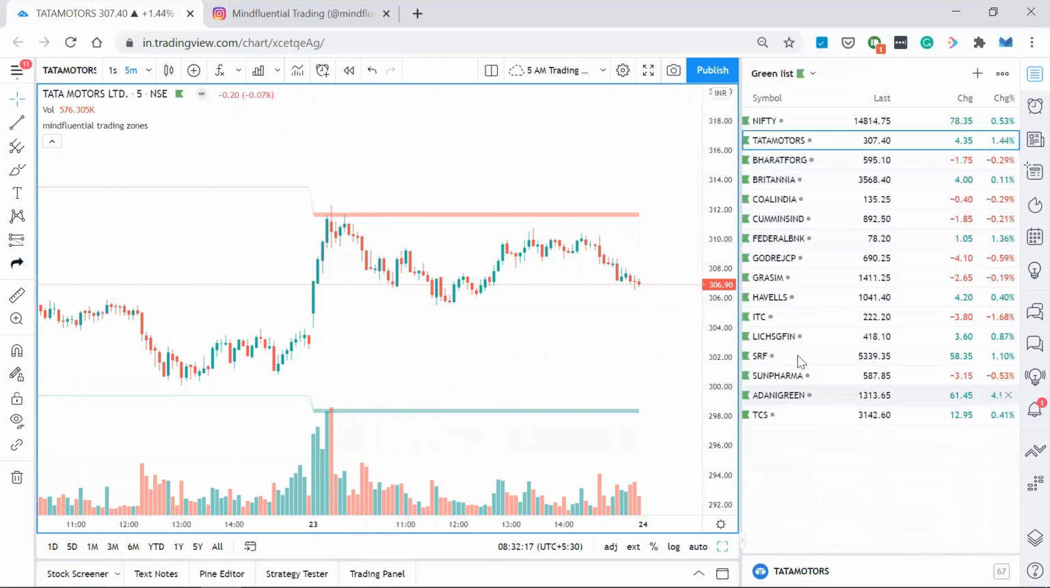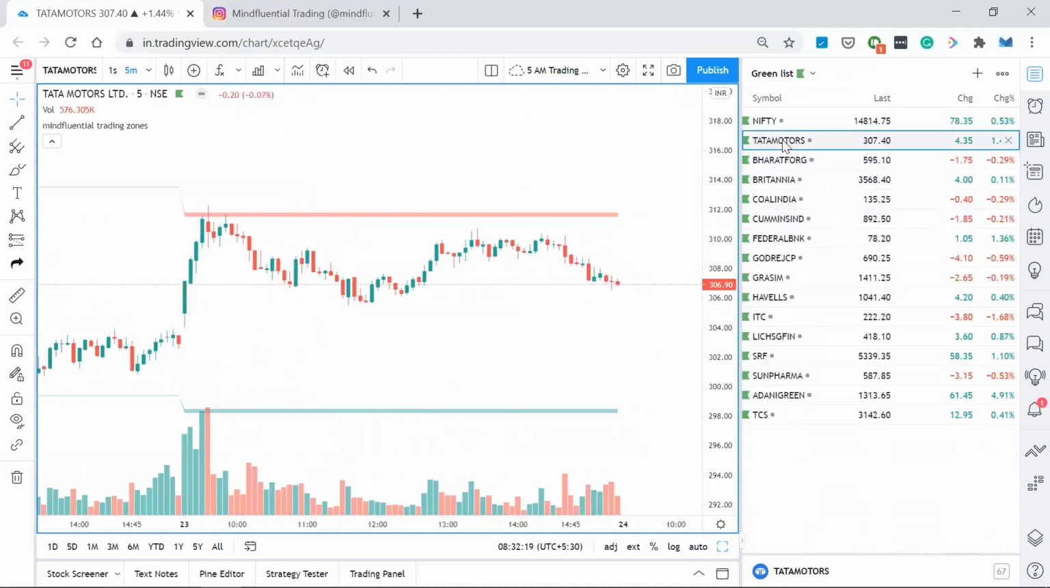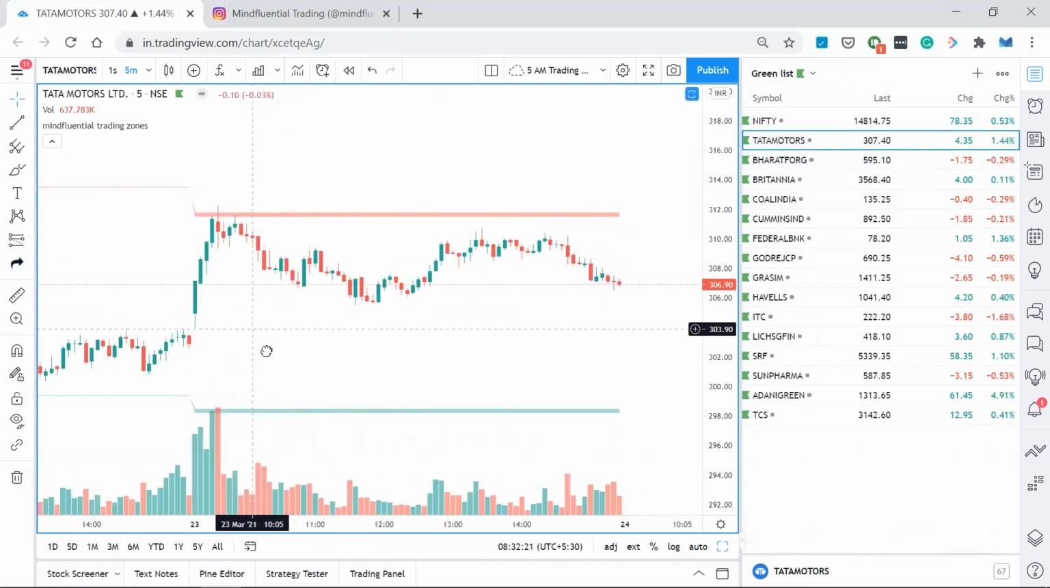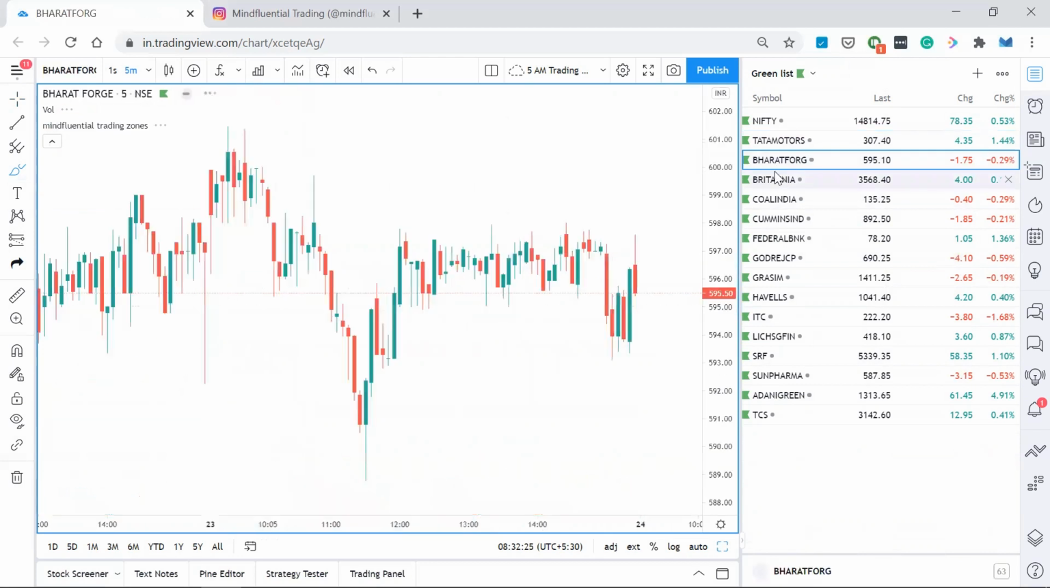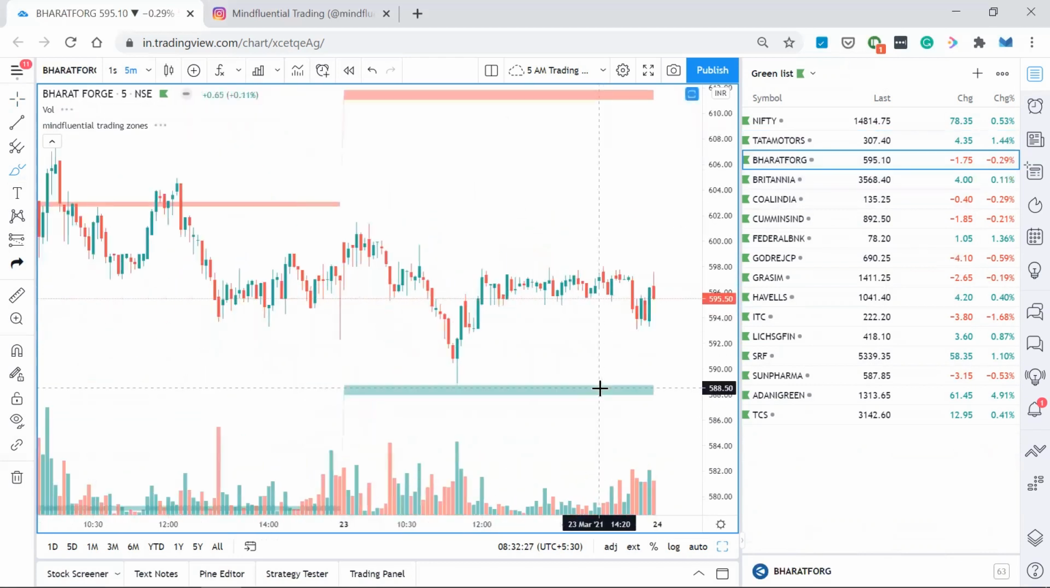There are many others, like we identified a few of them. So here, the Tata Motors, it is on 23rd March. The price reacted to this particular level and then it got rejected. So like that, you can go back and see. It took support from this level and went up again. There are no other levels marked, right?